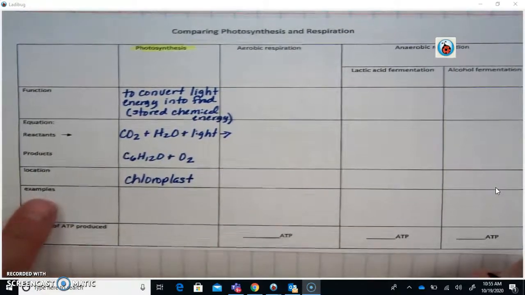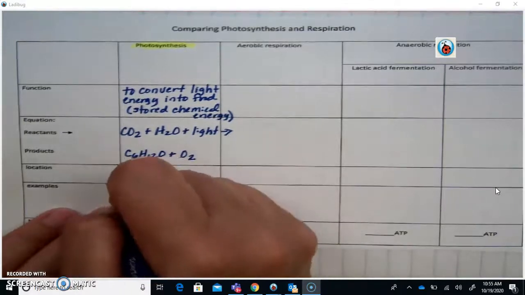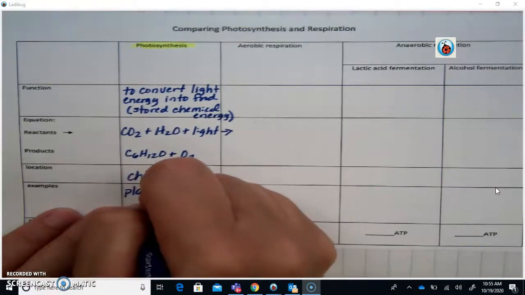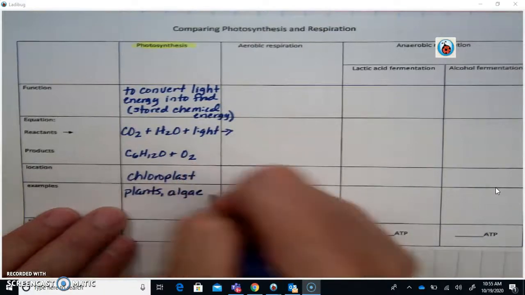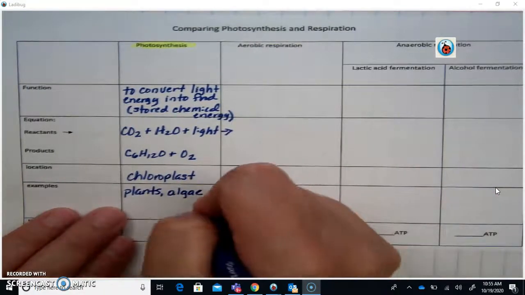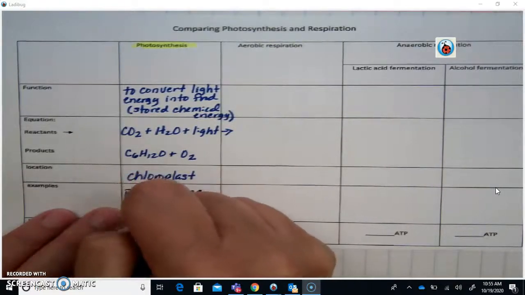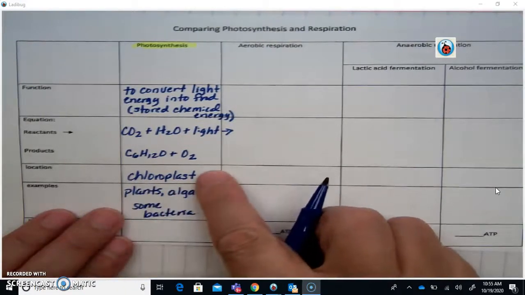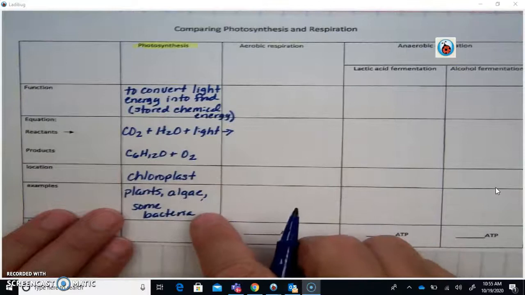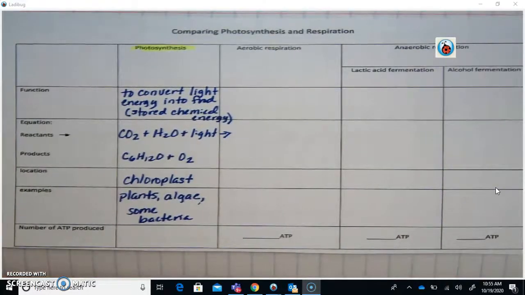Now, as far as examples, what kinds of organisms undergo photosynthesis? Of course, plants, algae, which belong to kingdom Protista, and some bacteria. Now, bacteria do not have chloroplasts, so they undergo photosynthesis across some enfoldings of their cell membrane.